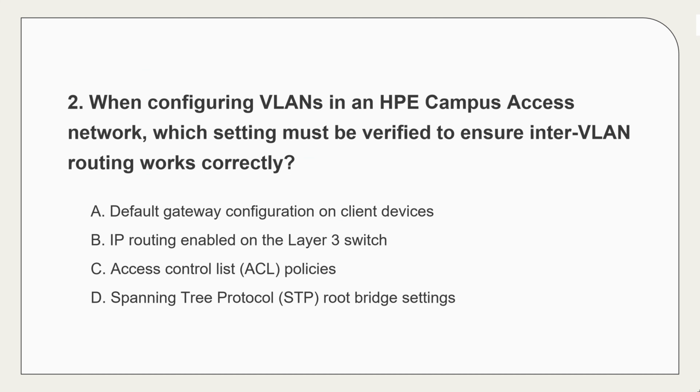So the correct answer is: for devices in different VLANs to communicate, IP routing needs to be enabled on the Layer 3 switch. Without it, inter-VLAN traffic won't work.